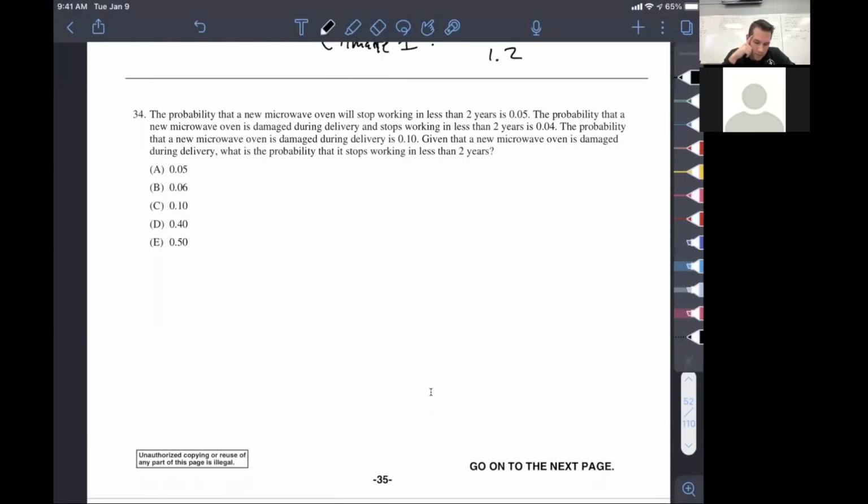34. The probability that a new microwave oven will stop working in less than 2 years is 0.05. The probability that a new microwave oven is damaged during delivery and stops working in less than 2 years is 0.04. The probability that a new microwave oven is damaged during delivery is 0.1. Given that a new microwave oven is damaged during delivery, what is the probability that it stops working in less than 2 years?